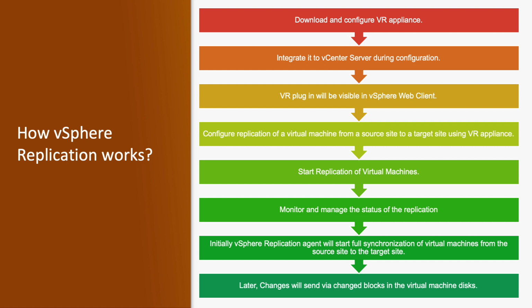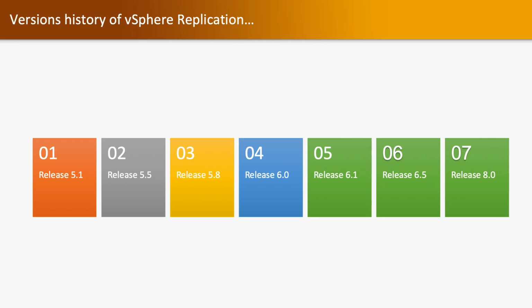Once the replication starts, it will monitor and manage the status of replication. And initially the vSphere Replication agent will start a full synchronization of the virtual machine from the source side to the target side. And later changes will be sent by changed block tracking in the virtual machine disk. So this is the complete process of how you can implement and use vSphere Replication in your environment.